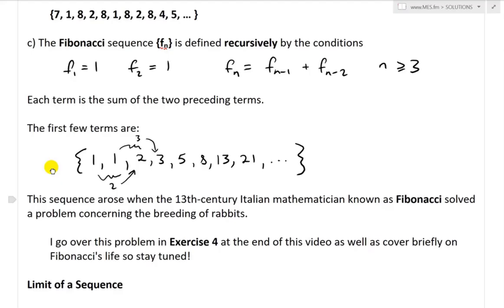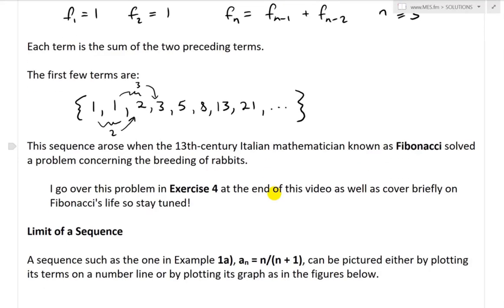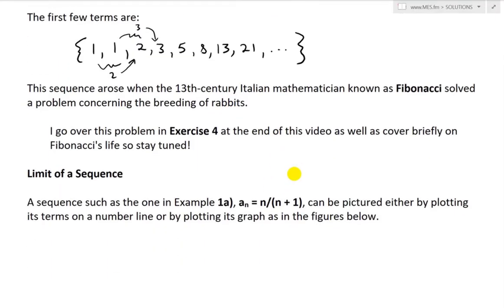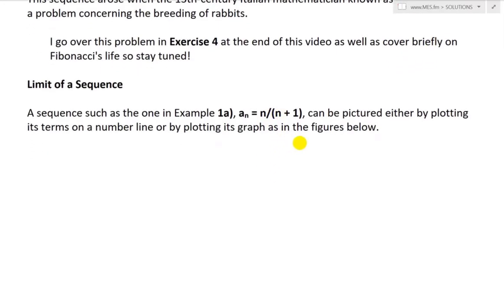It's very, very interesting. This sequence arose when the 13th century Italian mathematician known as Fibonacci solved a problem concerning the breeding of rabbits. I go over this problem in exercise 4 at the end of this video, as well as cover briefly on Fibonacci's life, so stay tuned for that further down below.